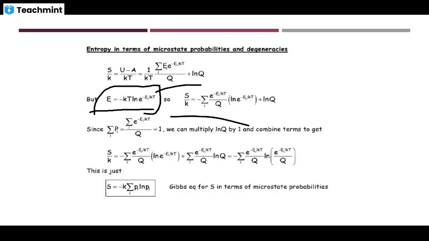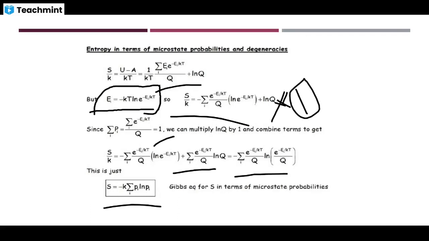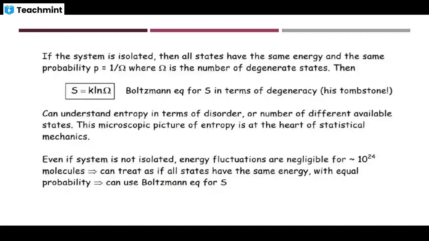Substitute these two, and since the sum of probabilities is equal to 1, we can multiply ln Q by 1 and nothing is changed. Multiplying with 1 changes nothing, so you can multiply with this. Because the sum of probabilities is equal to 1, you can take the summation. This is for simplification purposes. If you do the mathematics, it simplifies.